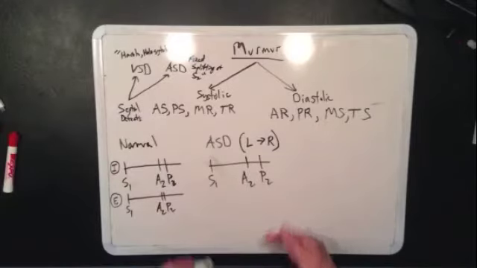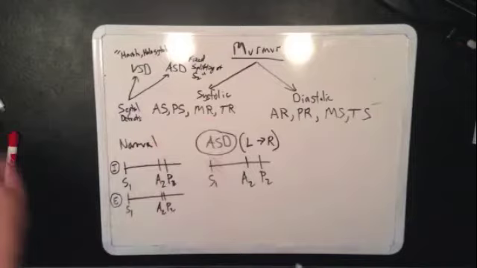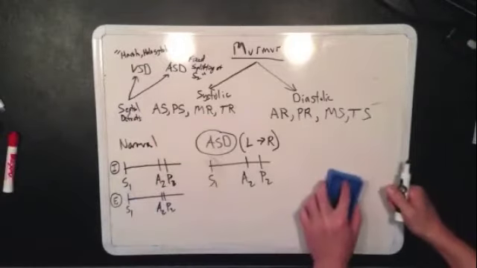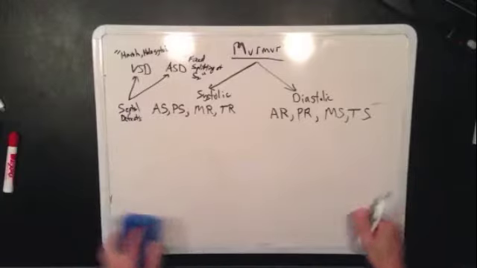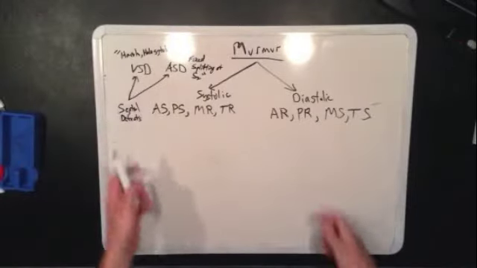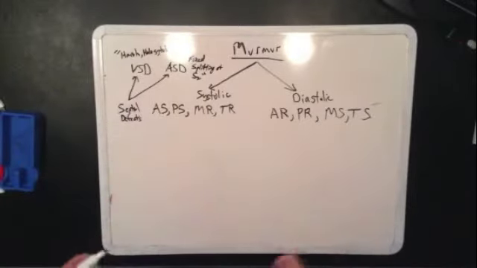So wide fixed splitting, ASD. That's what you need to remember. Wide fixed split, ASD. Left to right shunt. That's what you need to remember. Okay, so we've covered ASD, we've covered VSD. Let's stick with our systolic murmurs and break them down.